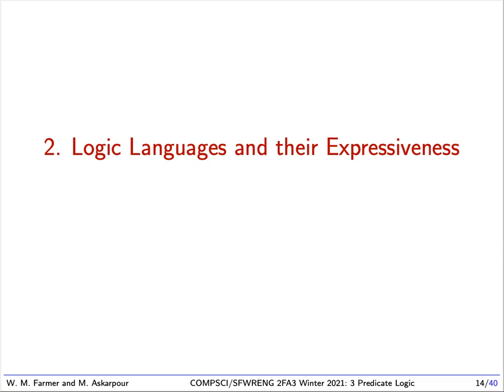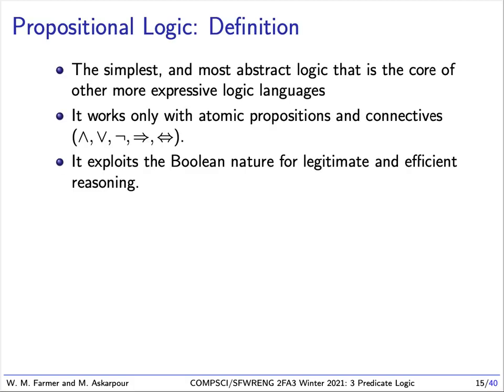In the previous video, we talked about logic and things we can do with it. In the second part of this lecture, we talk about different levels of expressiveness in logic and when it is suitable to use which one of them. The simplest and most abstract form of logic is propositional logic.